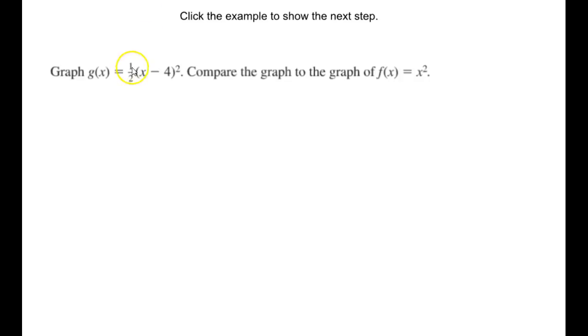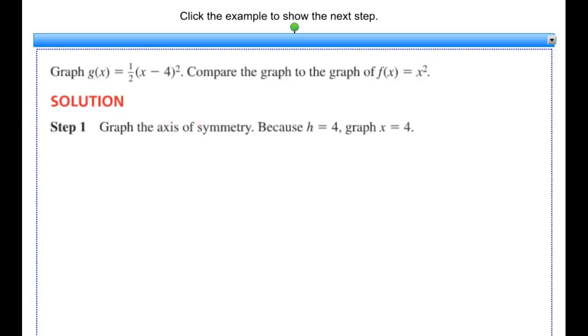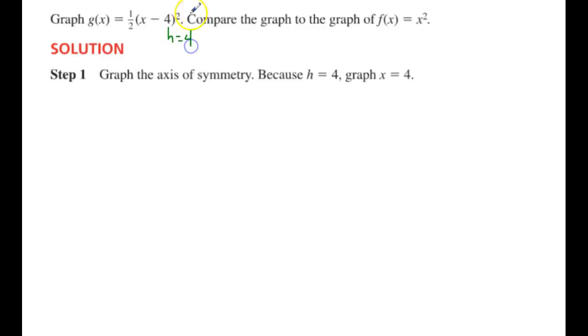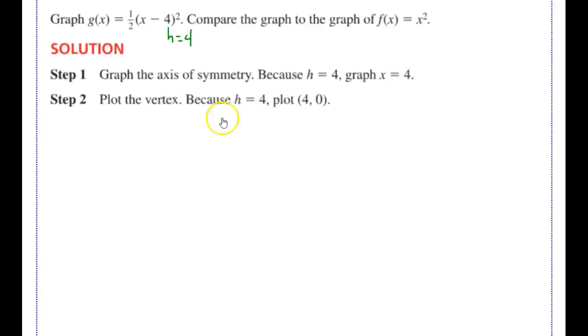So here I want to graph 1/2 times the quantity x minus 4 squared and compare it to my parent function. And here my parent function is just x squared, right? It's as simple as I can get. First thing I want to do is find my axis of symmetry. I see I have a minus sign here, so I know that my h value is 4. I'm going to graph the line x equals 4. That also tells me my vertex point. Because h equals 4, I have the point 4, 0.